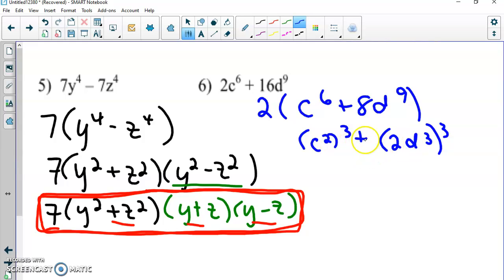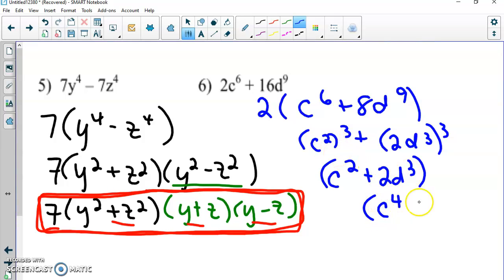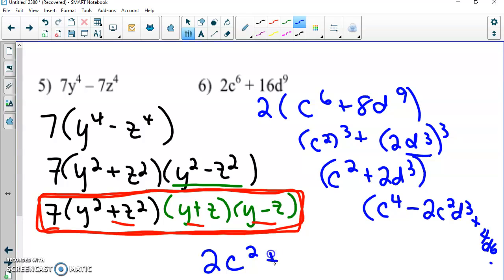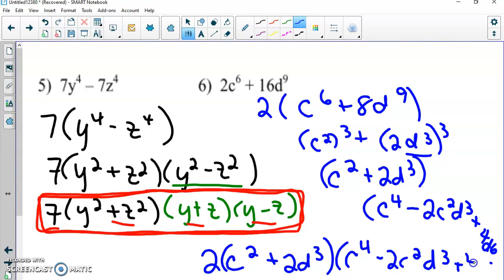So sum of 2 cubes, c squared plus 2d cubed, and my other factor is c to the 4th, because you're squaring your first term, minus these 2 multiplied together, plus our b term squared, so 4d to the 6th. Sorry, I'm running out of room here. So your final answer, 2 times c squared plus 2d cubed, and c to the 4th minus 2c squared d cubed, plus 4d to the 6th.